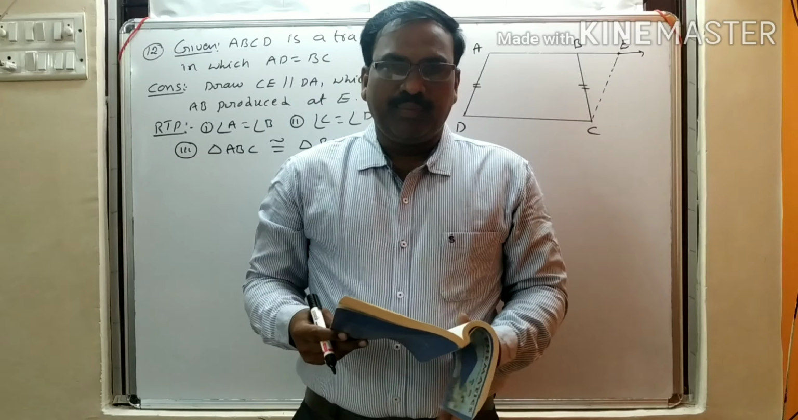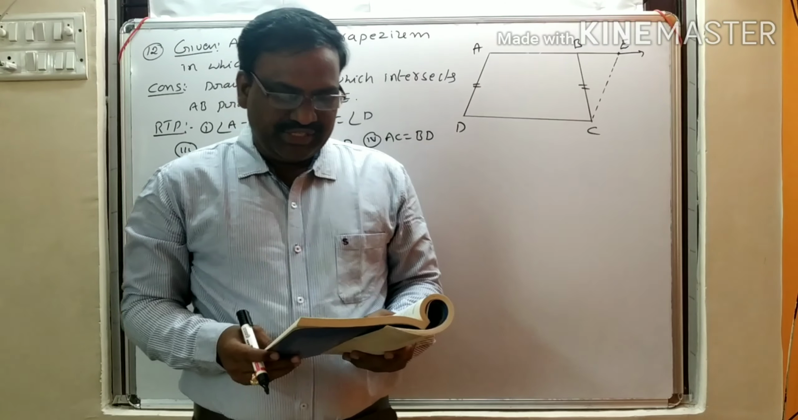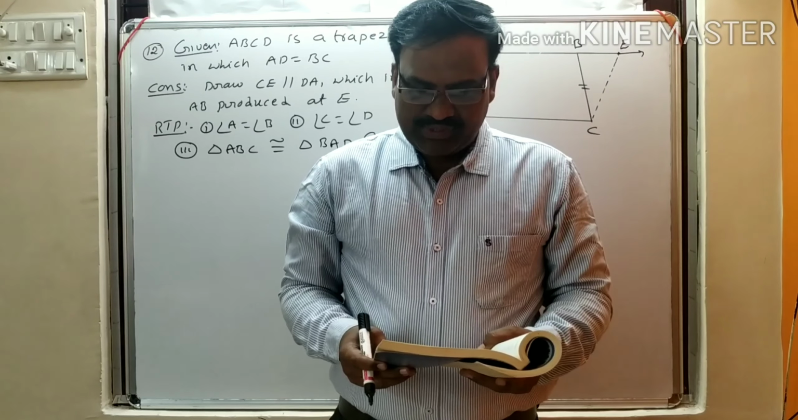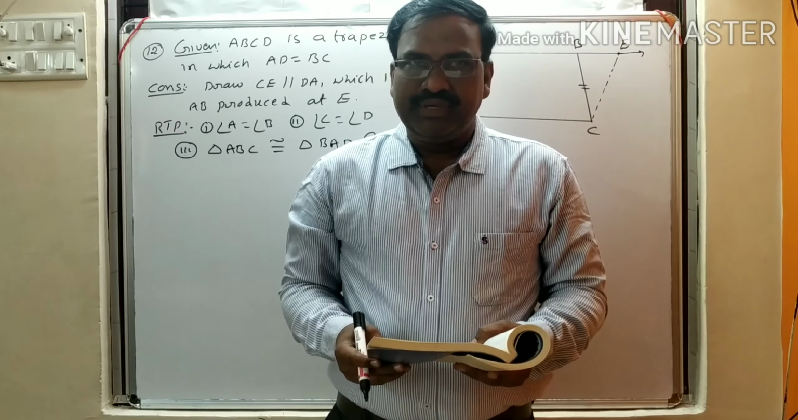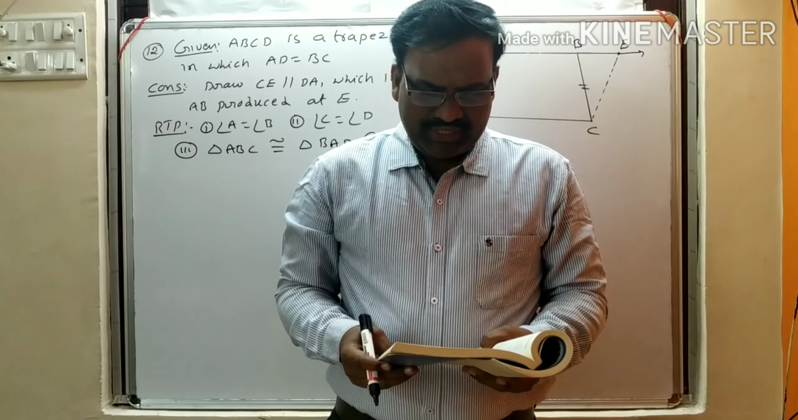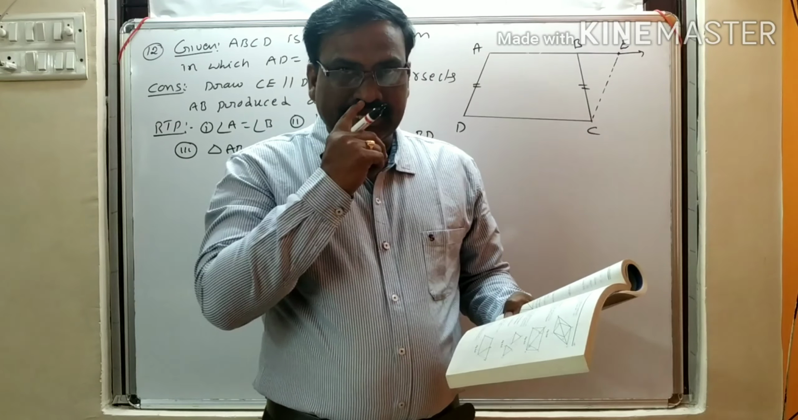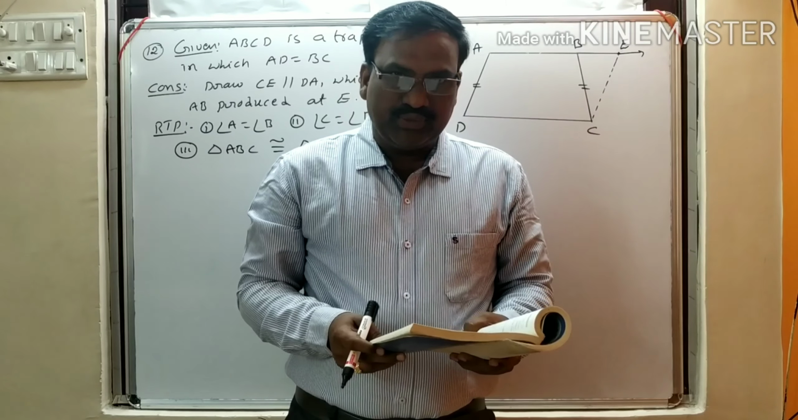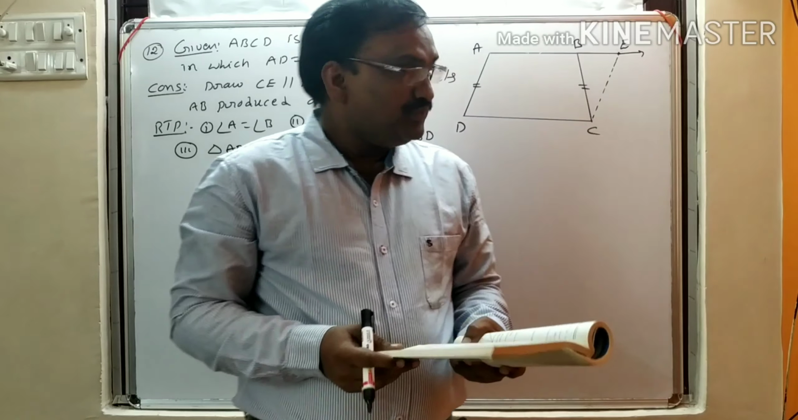Next, problem number 12. ABCD is a trapezium in which AB is parallel to CD and AD is equal to BC. Show that angle A is equal to angle B, one condition, angle C is equal to angle D, and triangle ABC is congruent to triangle BAD, and AC is equal to BD.